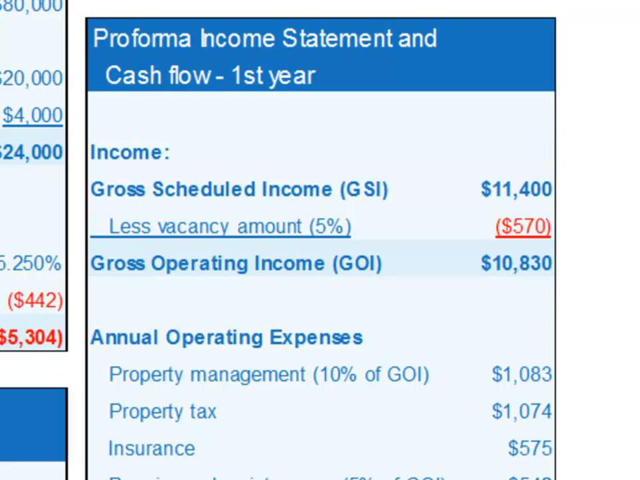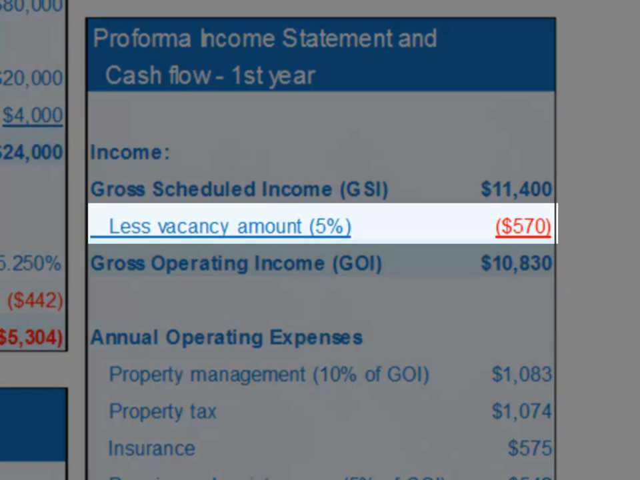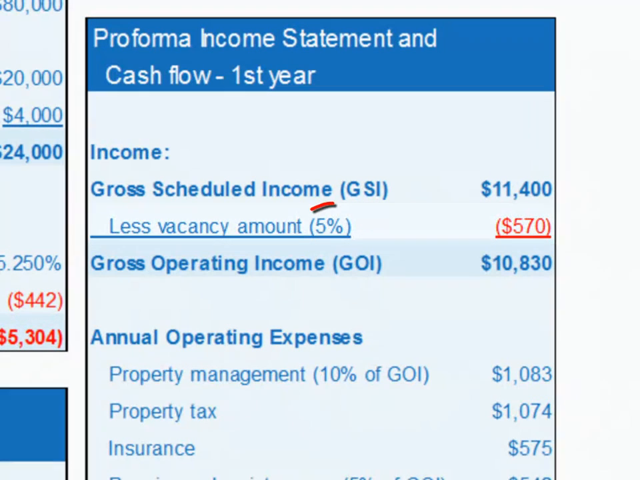we can count on. In order to do that, we need to apply a vacancy rate to our gross scheduled income. Vacancy is typically measured as a percentage of the total annual income. In this example, we are using a 5% vacancy rate, which means in a given year, where we expect to receive $11,400 in rent, we anticipate that on average, our investment home will be vacant 5% of the year. Translated into dollars, 5% in vacancy equals 5% of our $11,400 in rental income, or $570.